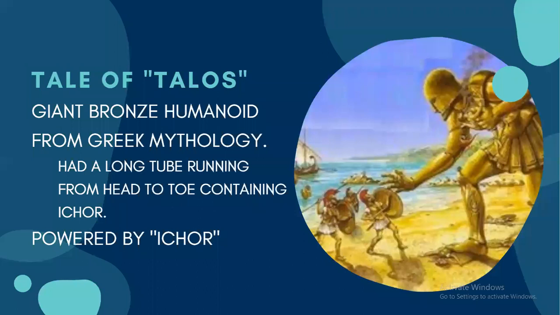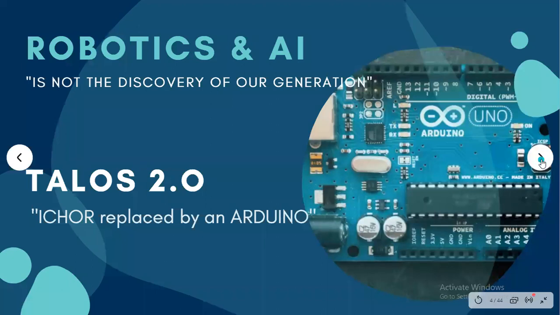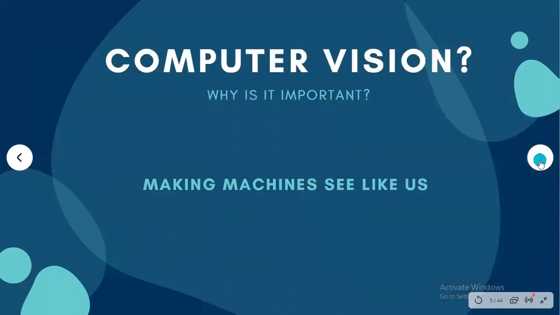But what made it possible for our generation is the advancement in science and technology. It would be unfair to point out a particular stream, though the advancement in microchips and microcontrollers might have catalyzed our dreams to success. What I mean is that our version of Talos 2.0, if we are ever going to have one, would have its ichor replaced by a simple Arduino. That was a bit of mythology I thought I should start with. Now let us get serious and talk about what computer vision is and why it is important.